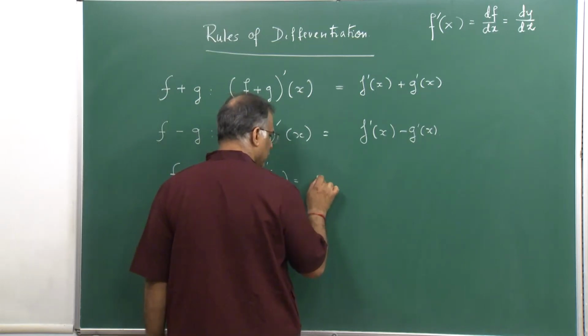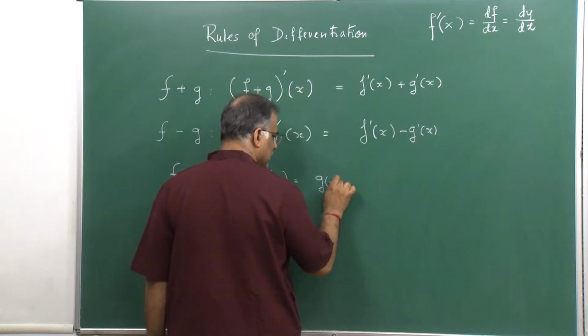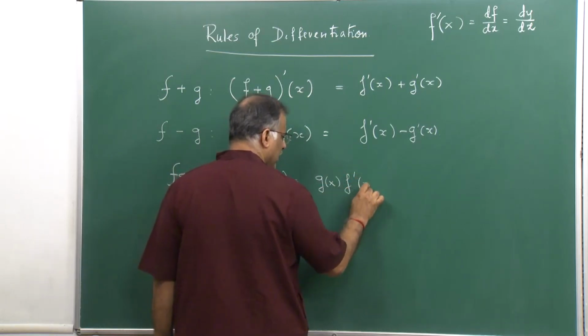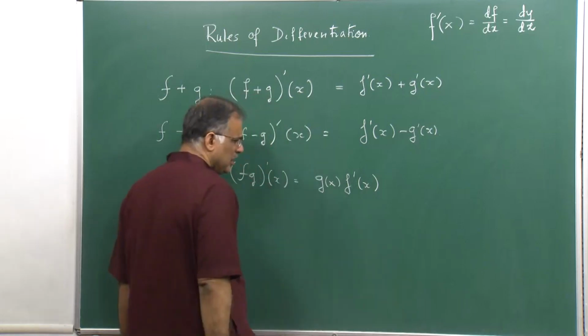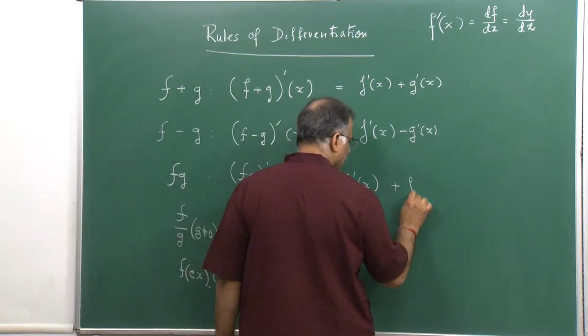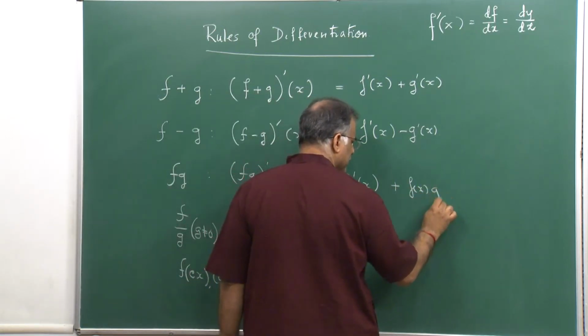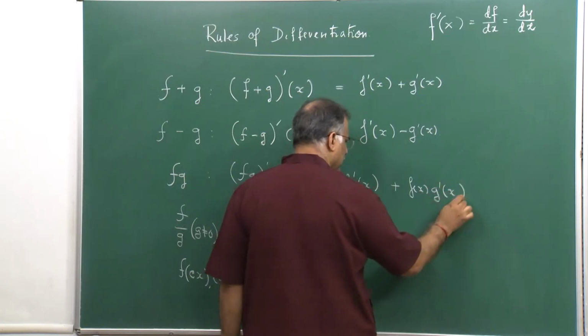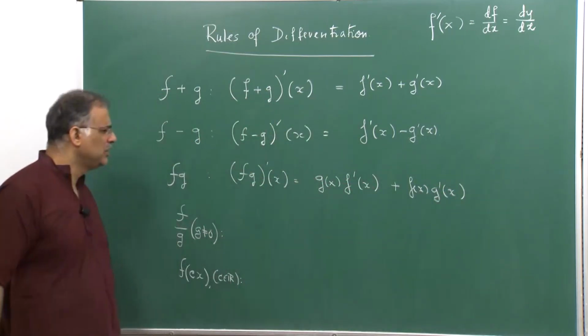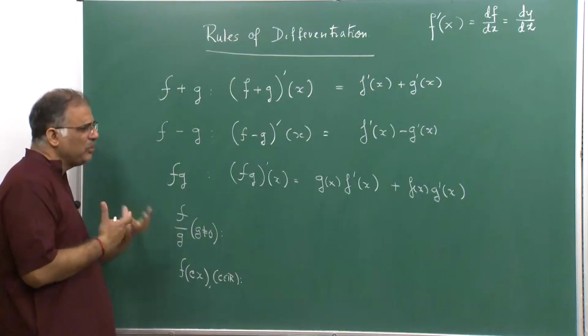So, this is g of x into f dash x plus f of x into g dash x. So, here is an interesting looking formula. This is essentially nothing but manipulation of that limit.